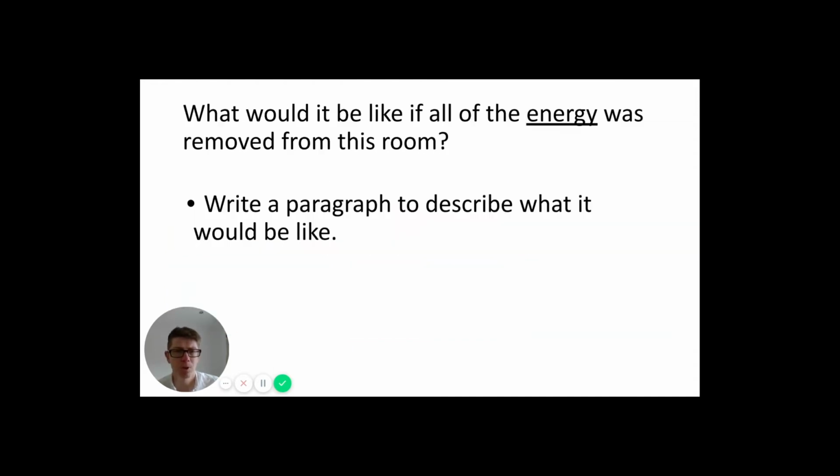So, what would it be like if all of the energy was removed from this room? Energy is one of those words which occur all the time in everyday use, but has a very particular meaning in physics. A task like this gives you a good idea of the starting points of your students. You'll find they say things like, it will be dark, it will be cold, nothing would happen.